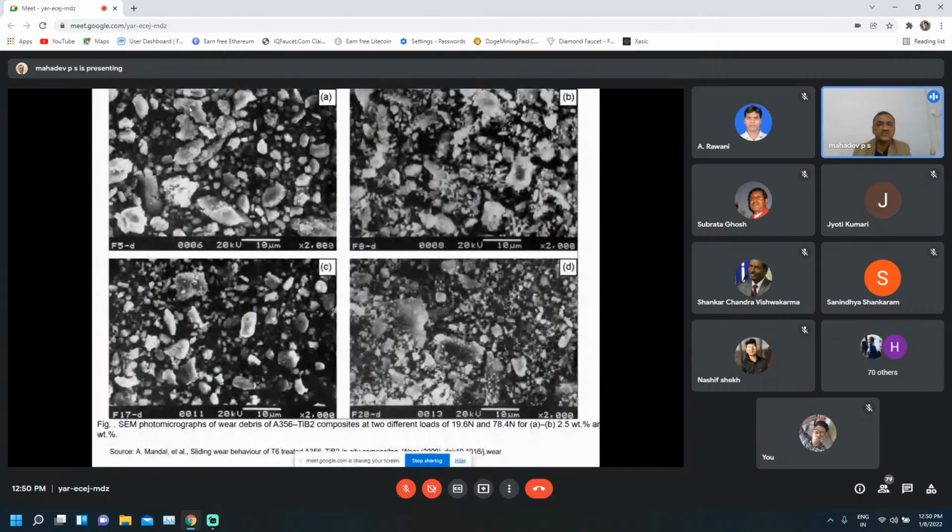This is the SEM photo micrographs of the wear debris at different wearing parameters. Wear debris of A356 alloy with TiB2 composites at different loads, 19.6 Newton and 78.4 Newton, with different percentages of TiB2 particles. You can see large flaky particles and small wear debris.